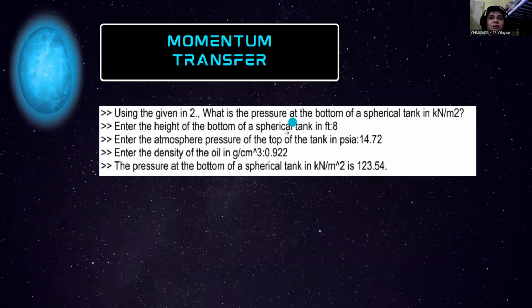We will input the data that we need in order to get the results, which is the height of the bottom of the spherical tank, which is 8 feet, the atmospheric pressure at the top of the tank, which is 14.72 pounds per square inch, and the density of the oil, which is 0.922 gram per cubic centimeter. After that, we will get the result, which is 123.54 kilonewtons per square meter.